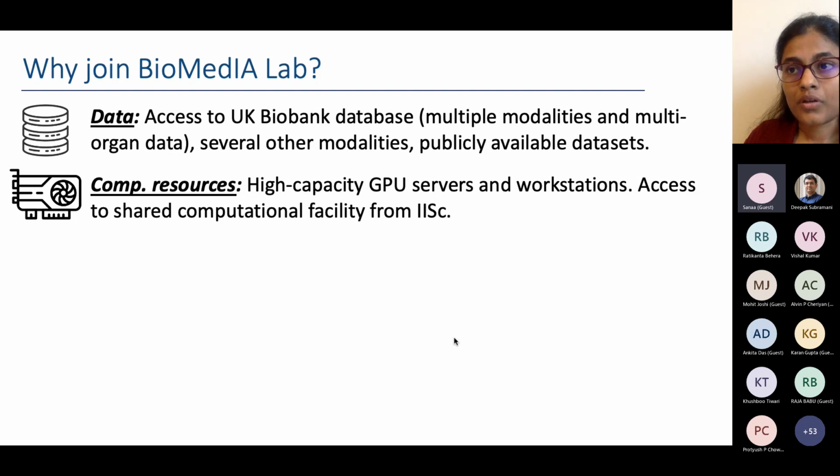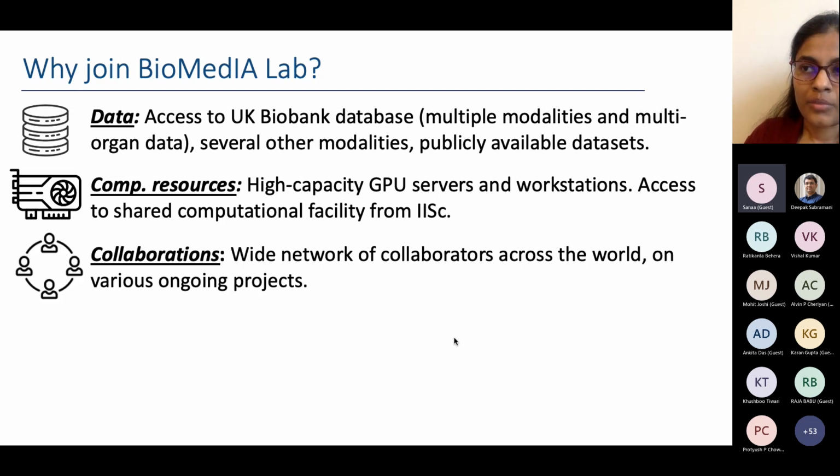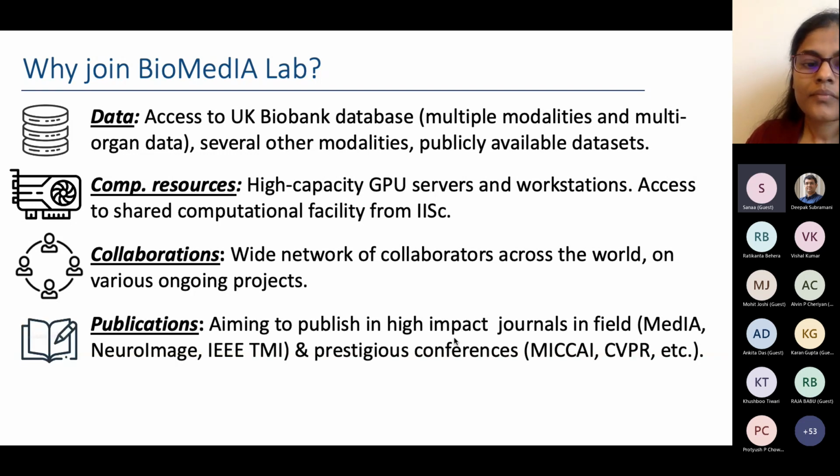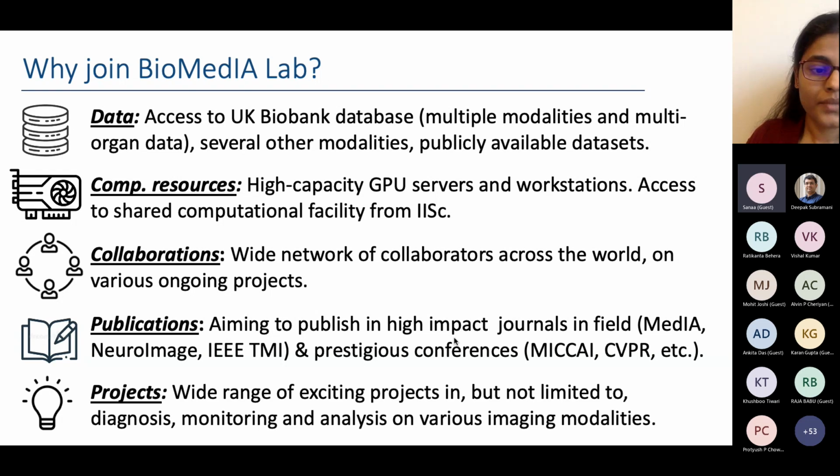And apart from this, you will also have access to the shared computational facility from the supercomputer research facility at IISc. And I have a wide network of collaborators across the world on various ongoing projects. So you will have a research community to work with, and also for your further career options. And I am aiming to publish in high impact journals in the field, including Medical Image Analysis, NeuroImage, and IEEE TMI, and other top notch conferences like MICCAI, CVPR, and ISBI as well.